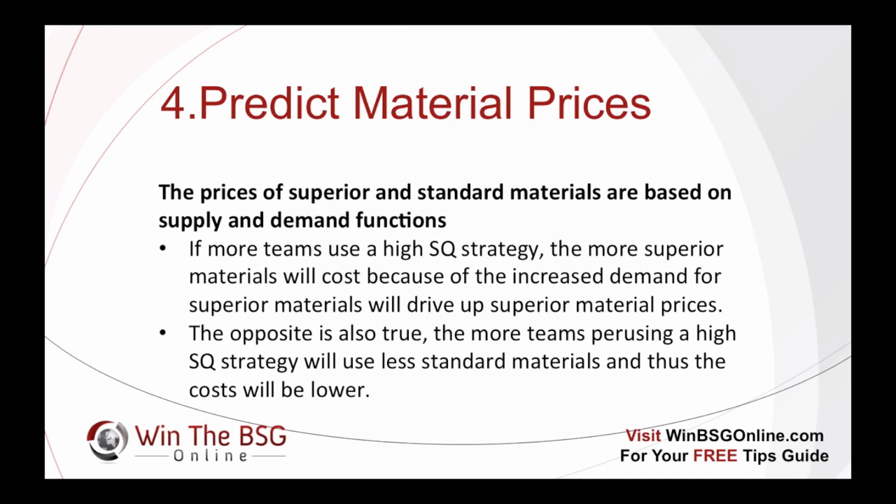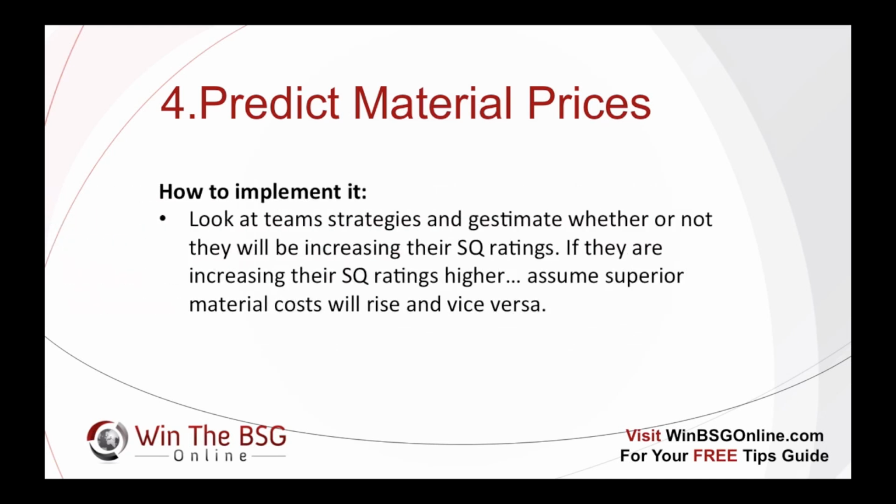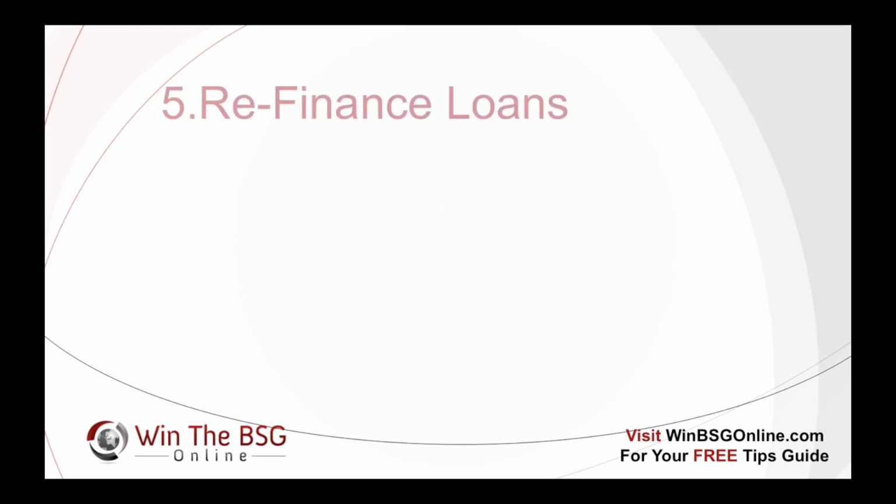If more teams are using a high SQ strategy, then they'll be using more superior materials, and thus the cost will rise because the demand increases. The opposite is also true. The more teams pursuing a high SQ strategy will drive the cost of standard materials down. So to predict it, just look at teams who have strategies with their SQ ratings going up, and if they are, guesstimate an increase in superior material prices.